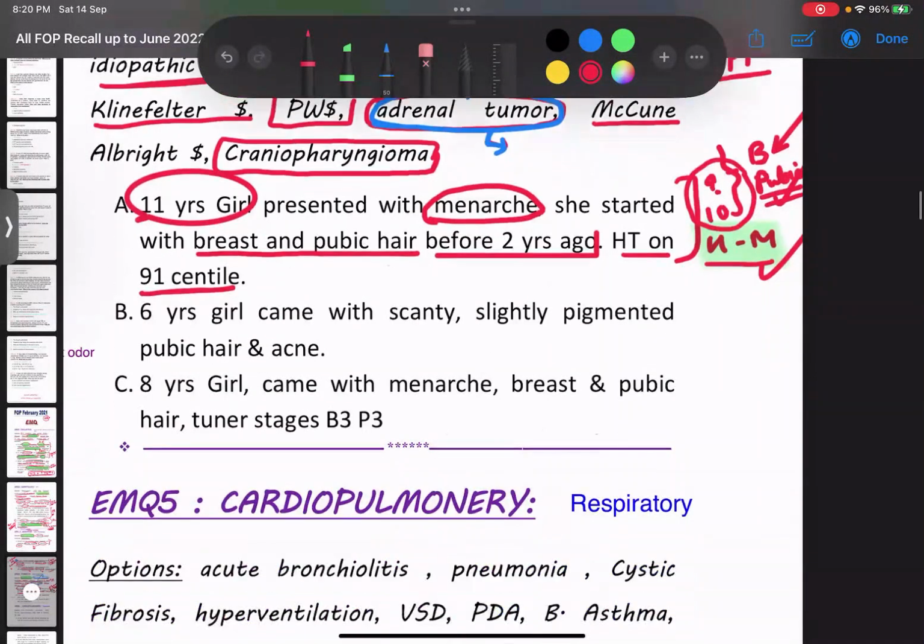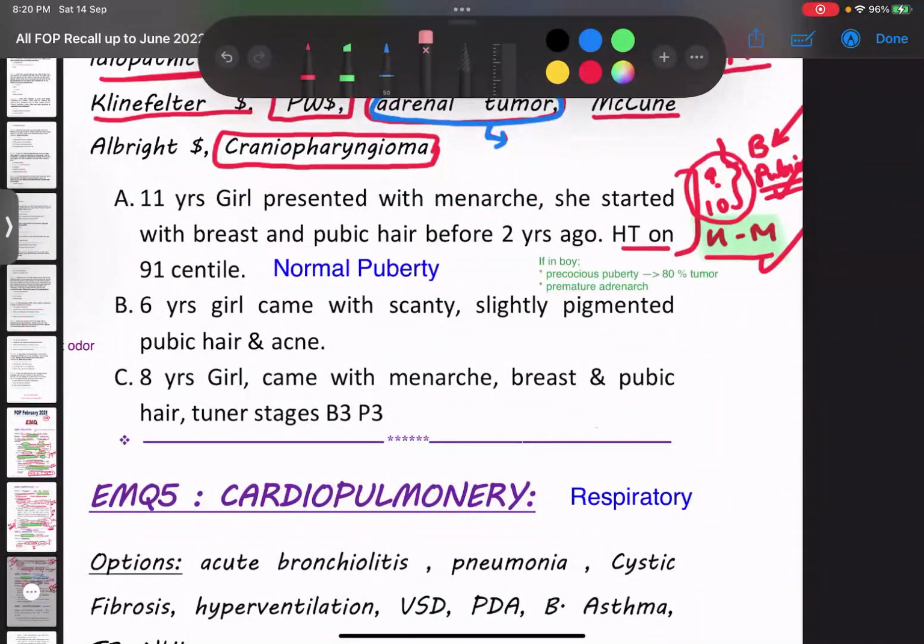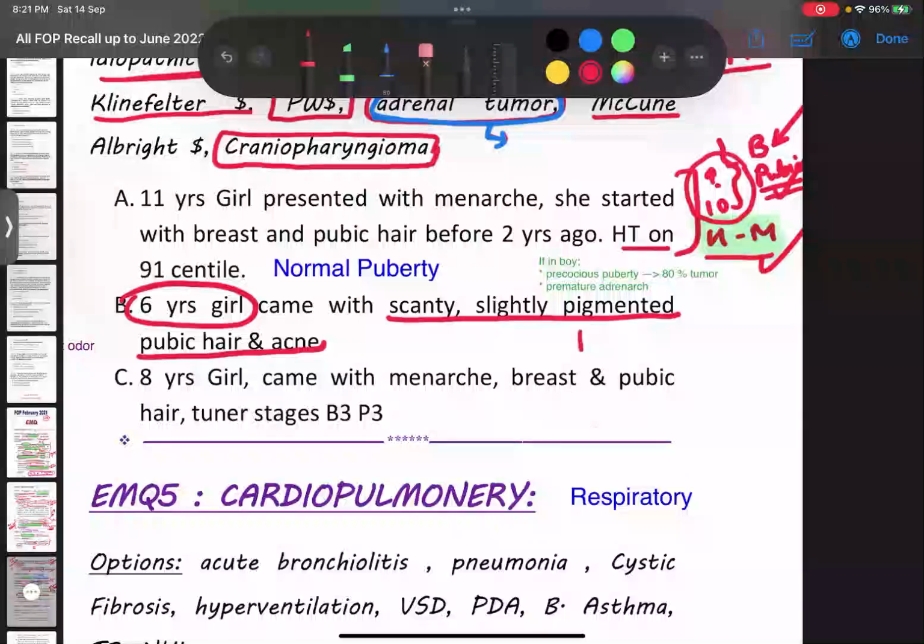Okay. Next one, 6-year-old girl came with scanty pigmented pubic hair and acne. Now, 6-year-old, the age of puberty in a girl is from 8 years. This is 6-year-old. Is this precocious or not? Yes. This is a case of precocious puberty. But what kind of precocious? Does she have menstruation? No. So we cannot say this is a case of central precocious puberty. But she has slightly pigmented pubic hair and acne. So what are the signs?